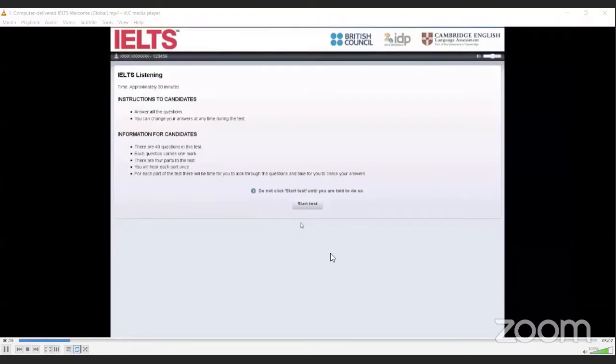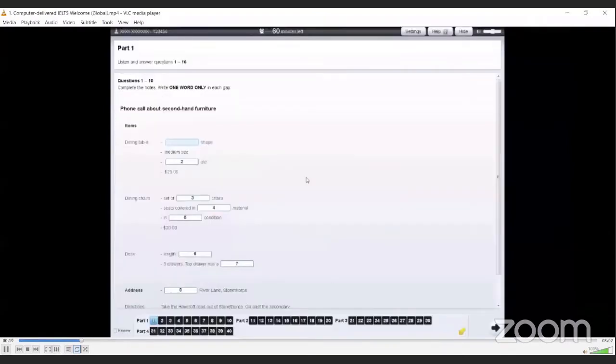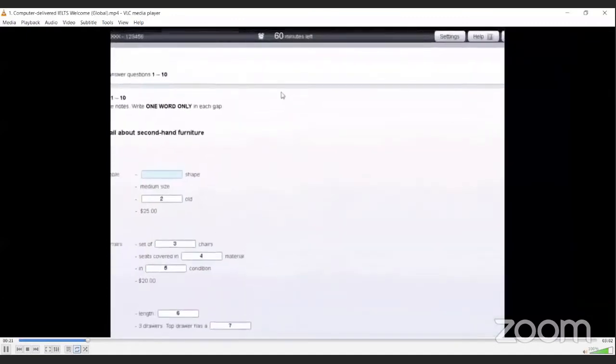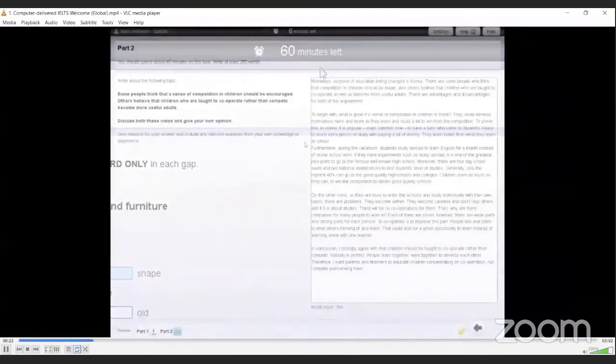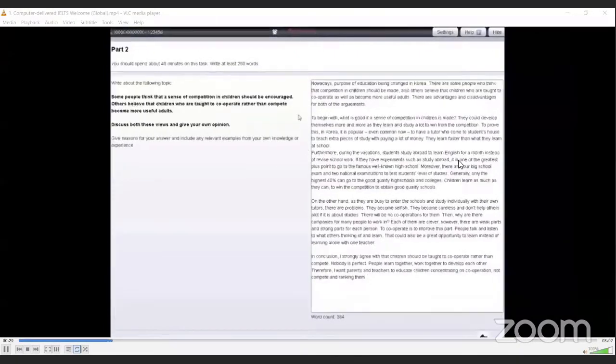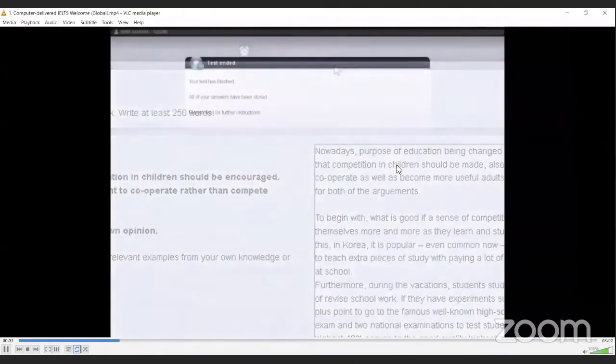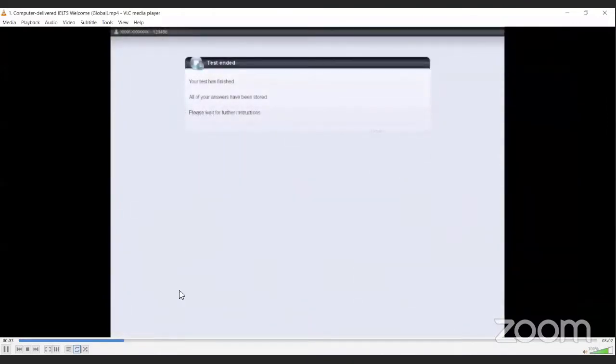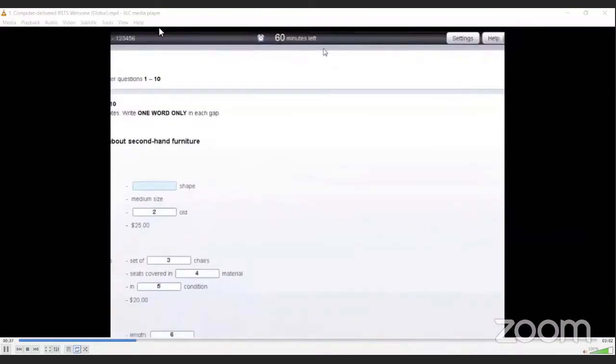For each section, there's a clock at the top of the screen, which tells you how much time you have left. For the reading and writing tests, the clock will turn red and flash when you have 10 and 5 minutes left. The tests will automatically stop when the time finishes. The instructions for each part are in the box at the top of the screen.